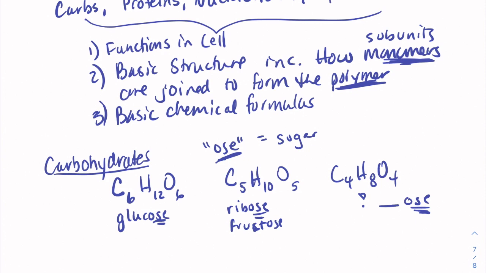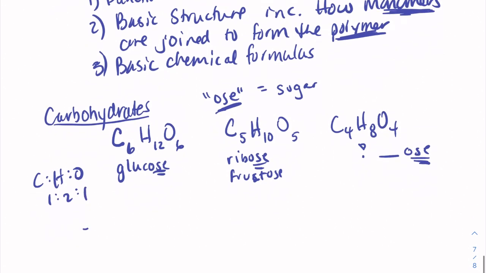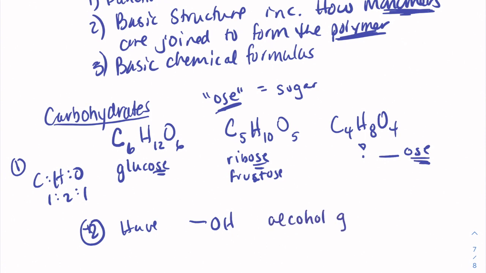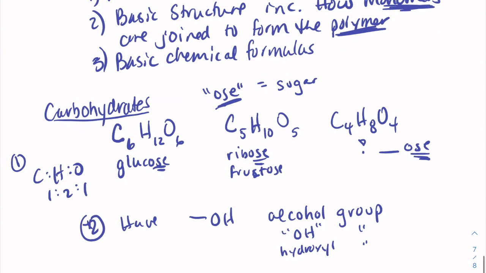So they all have carbon, hydrogen, and oxygen in a 1 to 2 to 1 ratio. Okay, they will also have OH groups, or what's called an alcohol group. Sometimes I call it an OH group. Sometimes it's called a hydroxyl group. It depends on its usage. Half the time I'm just going to say OH. Carbs have lots of OH groups.